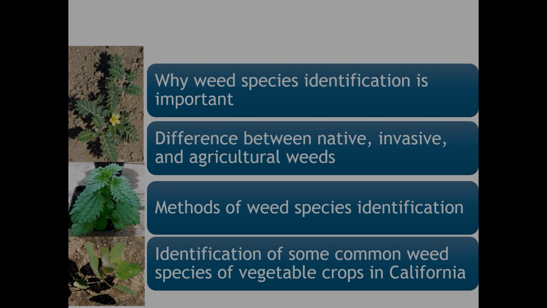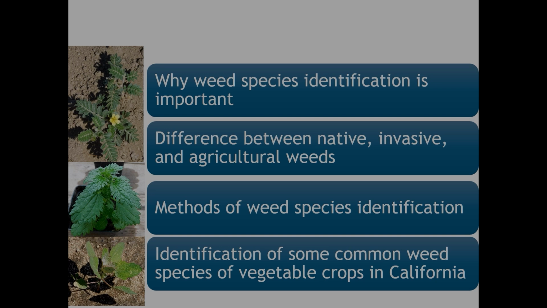We'll also talk about the differences between native, invasive, and agricultural weeds. Then we will talk about some of the methods of weed species identification, and then I'll show you some pictures of some common weeds that we find in vegetable cropping systems in California.